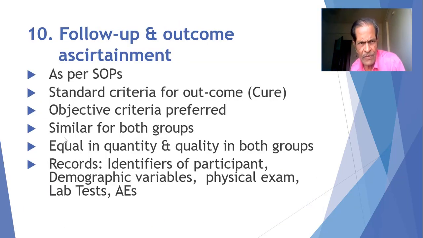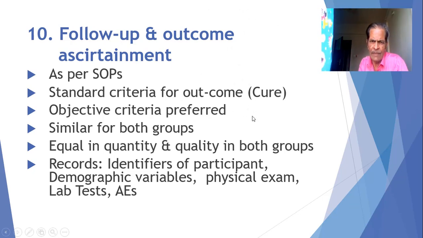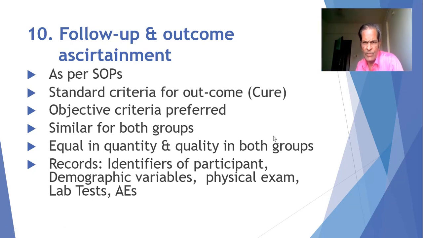Then the step is the follow-up and the outcome ascertainment. The follow-up and the outcome ascertainment should be as per the standard operating procedures. There must be standard criteria for the outcome, like cure. When will you say that the person is cured? When will you say that the person is not cured? So standard criteria should be there, like the culture is negative at the end of the treatment in case of typhoid. Such criteria should be there, and the record should be made available on the patient information sheet.